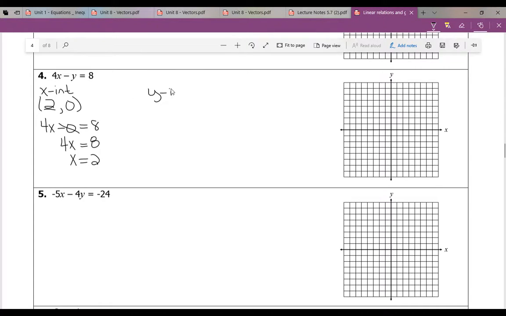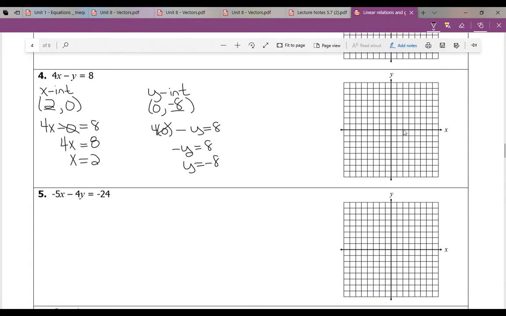My y-intercept, that means you plug 0 in for x and you solve for y. So 4 times 0 minus y equals 8. That drops out. Do not lose that negative in front of your y. That's a big mistake that some students make. Divide both sides by -1 and you get -8. So my y-intercept is at -8.